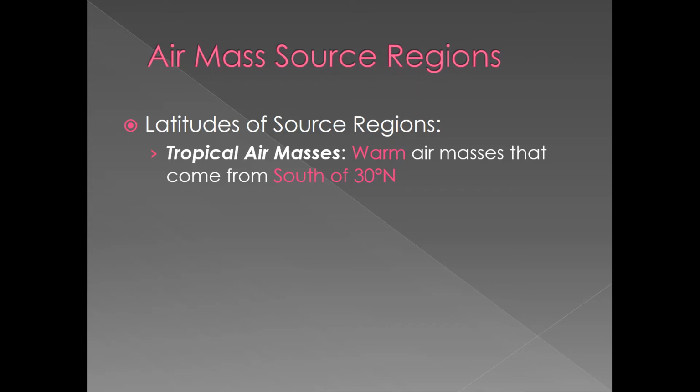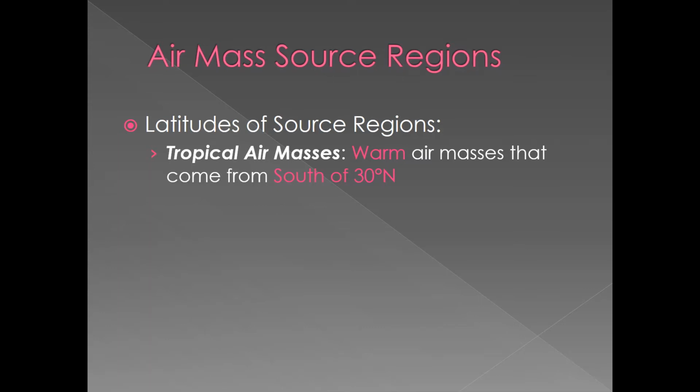The first that we're interested in is what's called the tropical latitudes. These form warm air masses, and these come particularly south of 30 degrees north or north of 30 degrees south, so closer to the equator. And these are warm air masses.